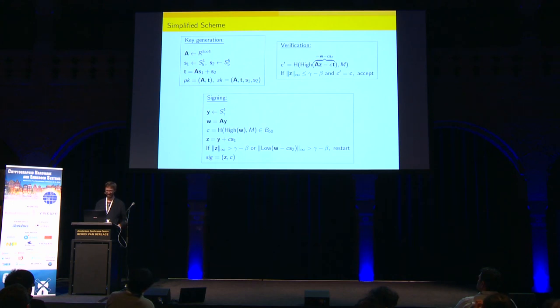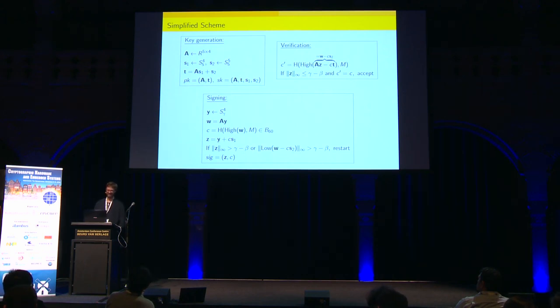With this, signing works as follows. Signing is basically a Fiat-Shamir transform of a sigma protocol. What you do is you pick a short vector Y, compute A Y, and then put this into a hash function to get the challenge polynomial C. But because we have signature compression, you only take the high bits of W. This is what HighBits of W is supposed to mean.